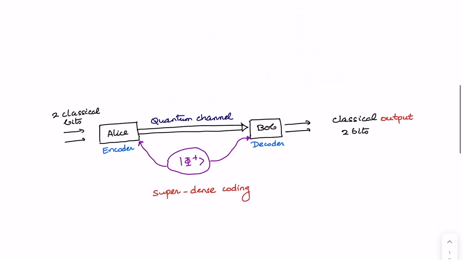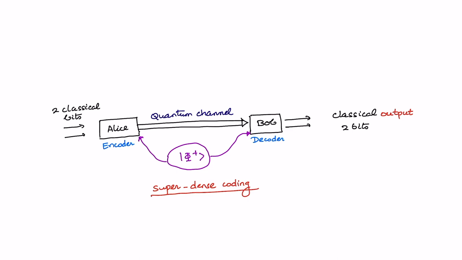As you saw in the previous class on superdense coding, two classical bits are transmitted from Alice to Bob using a quantum channel. Here Alice is the encoder and Bob is the decoder. The critical component of the protocol was to use a shared entangled state between Alice and Bob, and the entangled state is preferably a Bell state, and we have used the Bell state phi plus to illustrate this superdense coding protocol in the previous class. Quantum teleportation protocol is also similar in nature. However, here a quantum state is reproduced at Bob's place after receiving information from Alice.